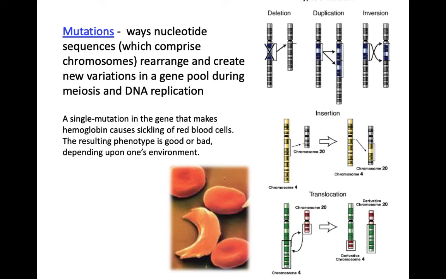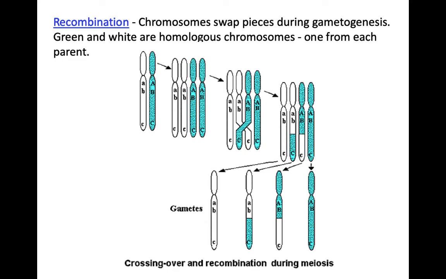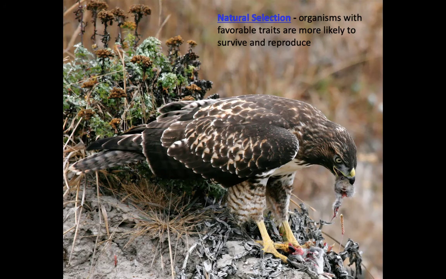The resulting phenotype is good or bad depending upon your environment. Recombination occurs when chromosomes swap pieces during gametogenesis, the formation of sex cells. Green and white on this image are homologous chromosomes, that is, chromosomes that come one from each parent. Natural selection. This is where organisms with favorable traits are more likely to survive and reproduce. So there are multiple mechanisms here at work.